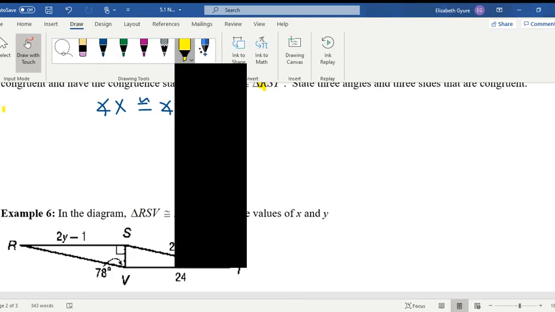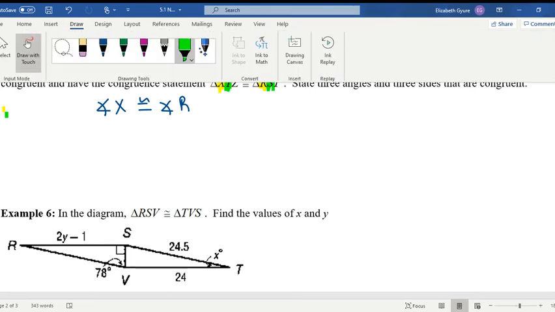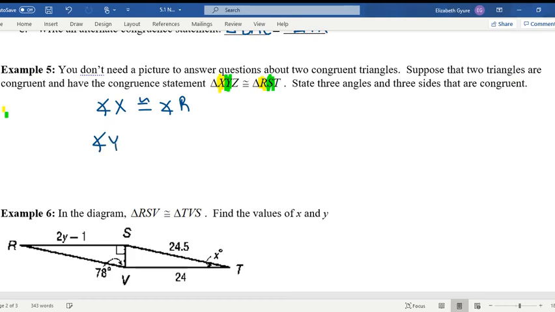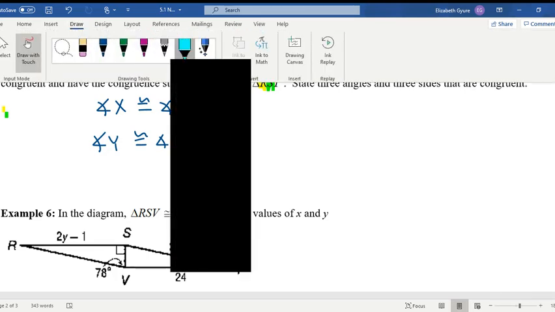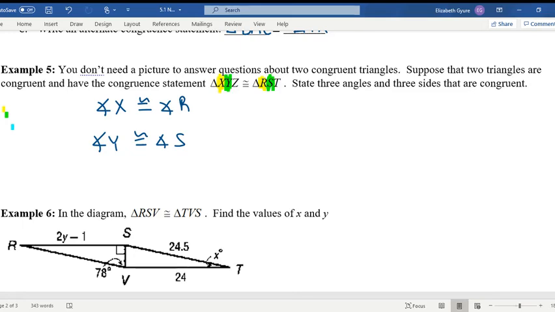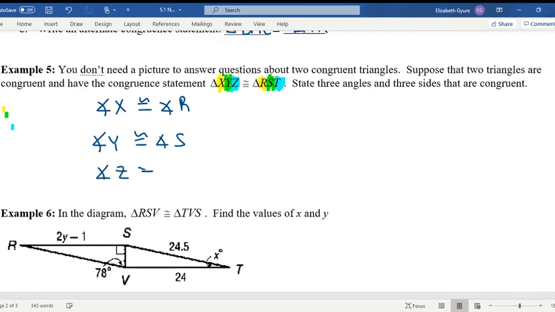So, knowing that, what else can I say? Give me another one. Charlie? Right, Y is congruent to S. They're both in the second position. So angle Y is congruent to angle S. Somebody at home, what else can I then say? Yep, Z is congruent to T. Good. So I can also then say angle Z is congruent to angle T.